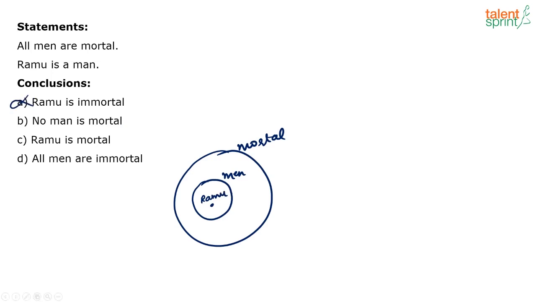No man is mortal. See, it is given all men are mortal. Not true. Ramu is mortal. Yes. See, Ramu is inside the set men and all men are mortal. So definitely Ramu is mortal. So the correct answer for this is option C. All men are immortal. Again, the word immortal itself is not given. Yes, directly you can eliminate these two options here. In the given statements, nothing about immortal is being mentioned. So directly eliminate options A and D. You are left with options B and C. Now option B is a contradicting statement, correct? Because here they are given all men are mortal, and they are saying no man is mortal. That you can also directly eliminate. So obviously you will be left with option C.